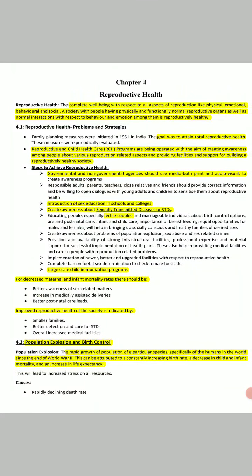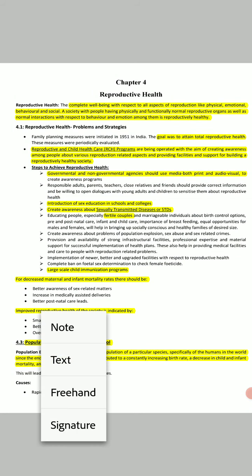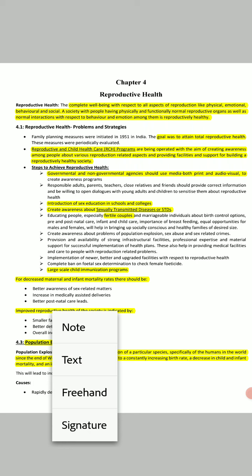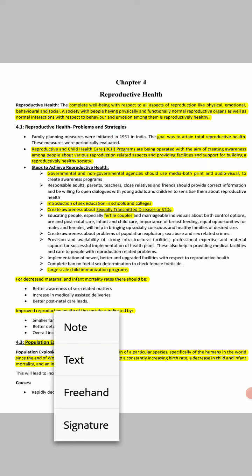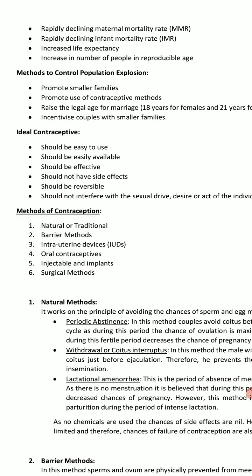So what is the cause of the population explosion? The first cause is the rapidly declining death rate. This is the basic point. Clear? Second is the rapidly declining maternal mortality rate, which means the MMR. Next is the rapidly declining infant mortality rate. Okay, I am highlighting this.